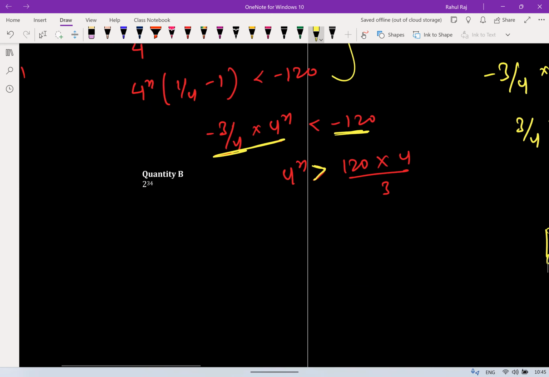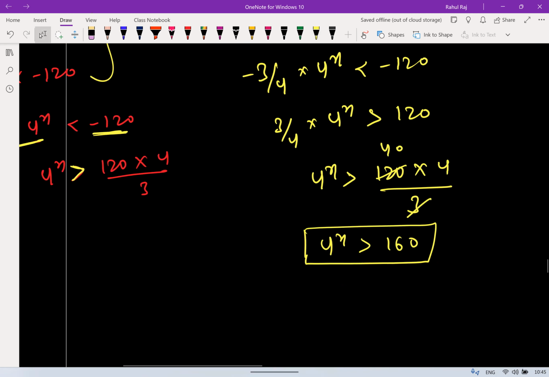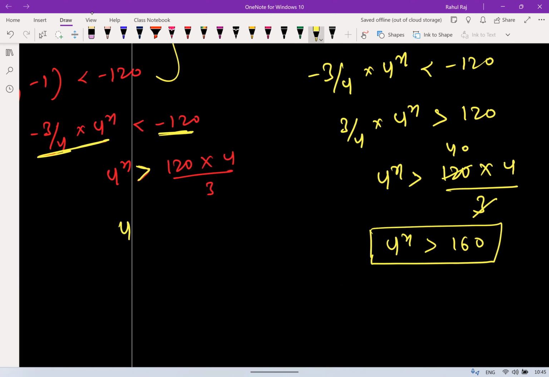So my final value, what I've got, Alexa? 4 to the power of x, actually, not 4x. Sorry. To the power, how many times should I say Alexa? It's a long term. So 4 to the power x is greater than 160. Tell me, is this clear to you?